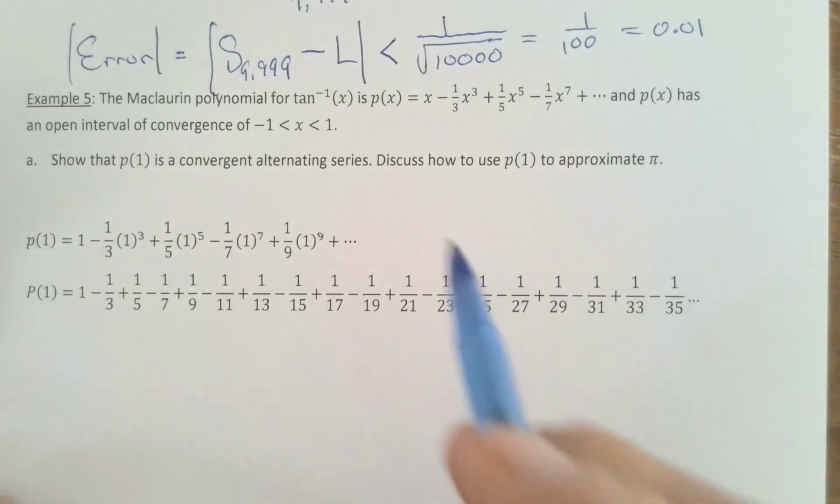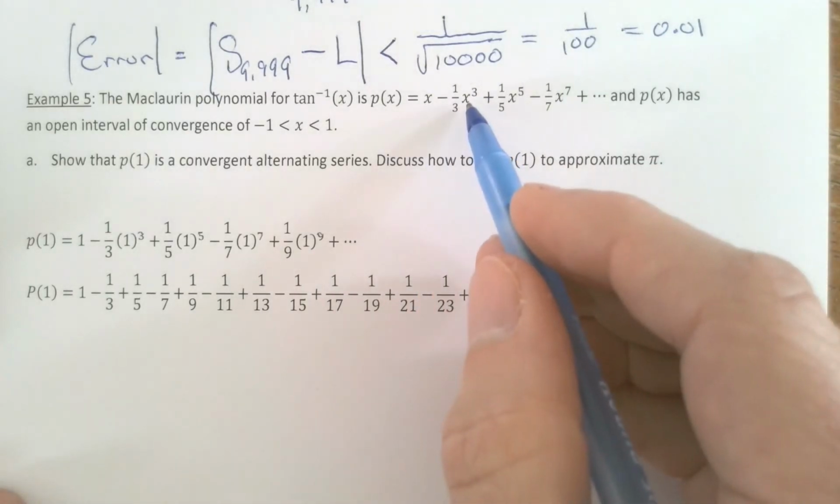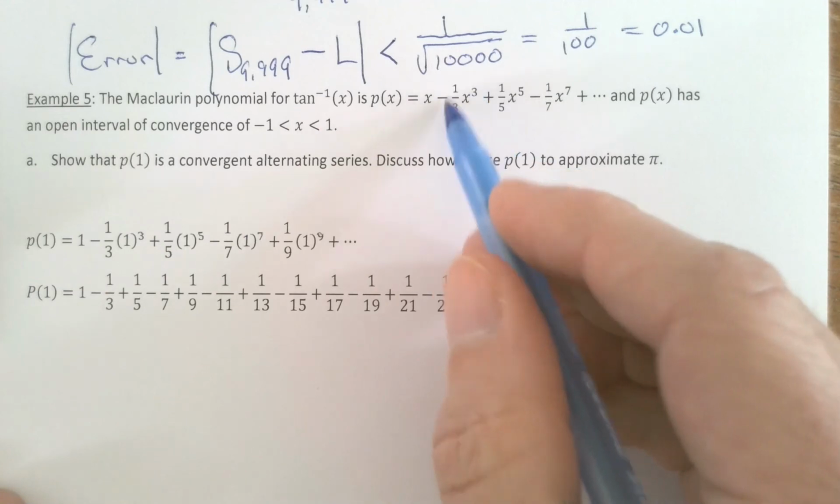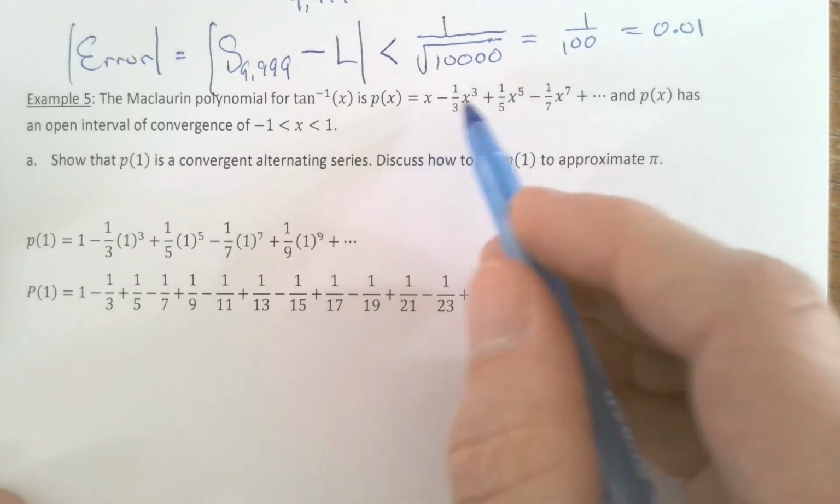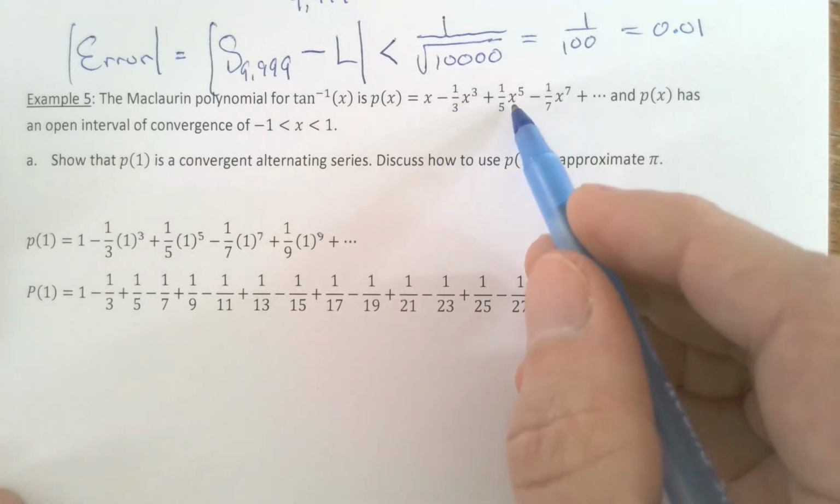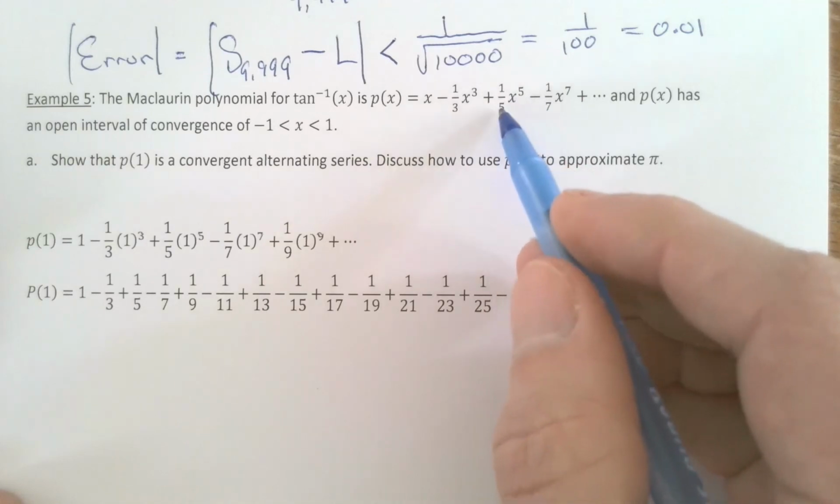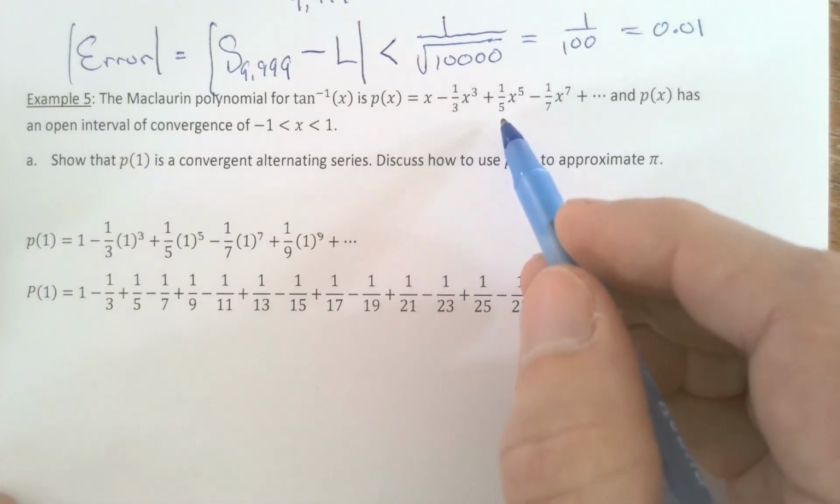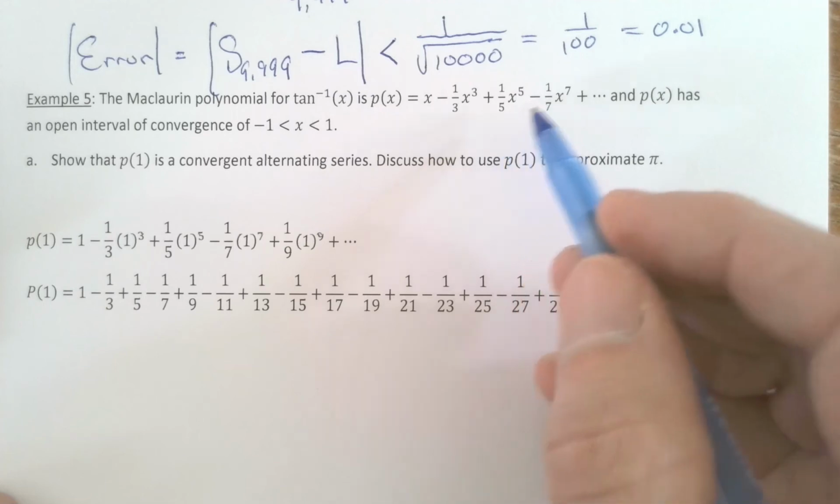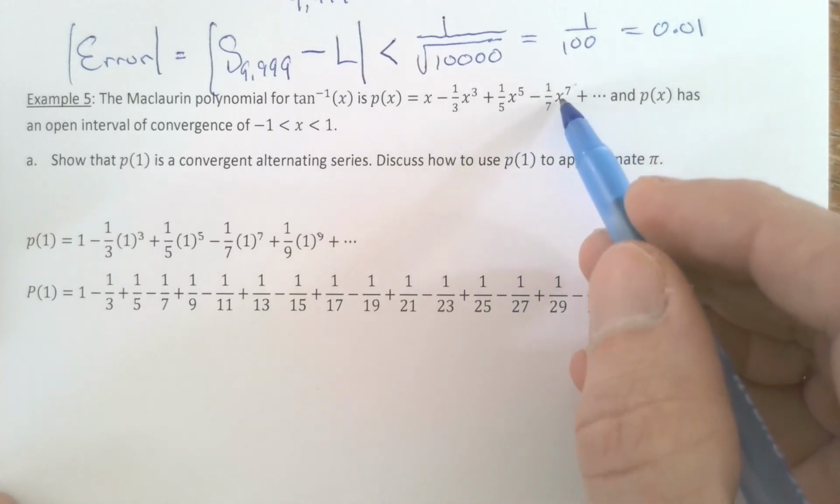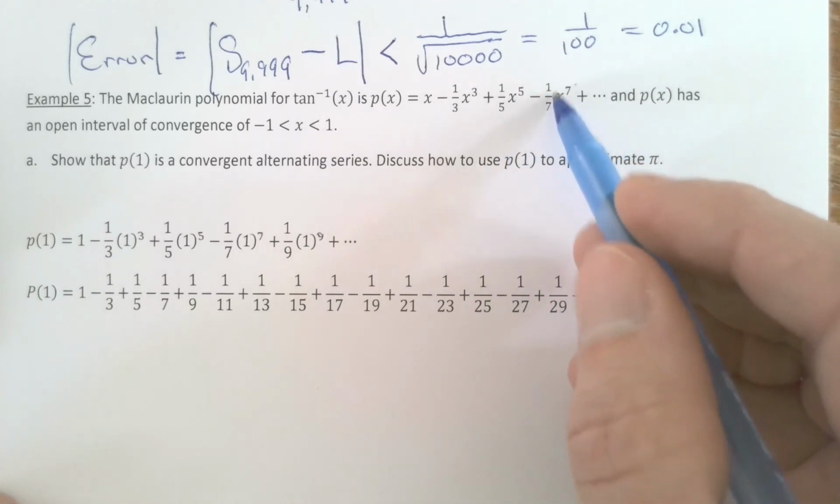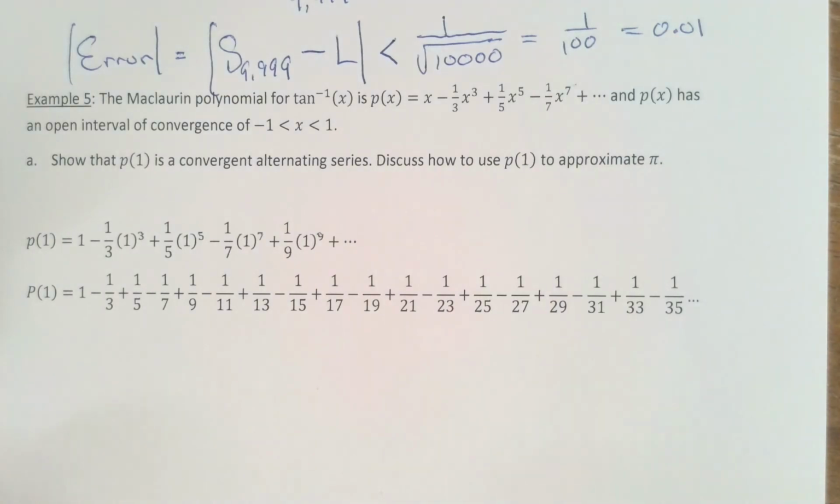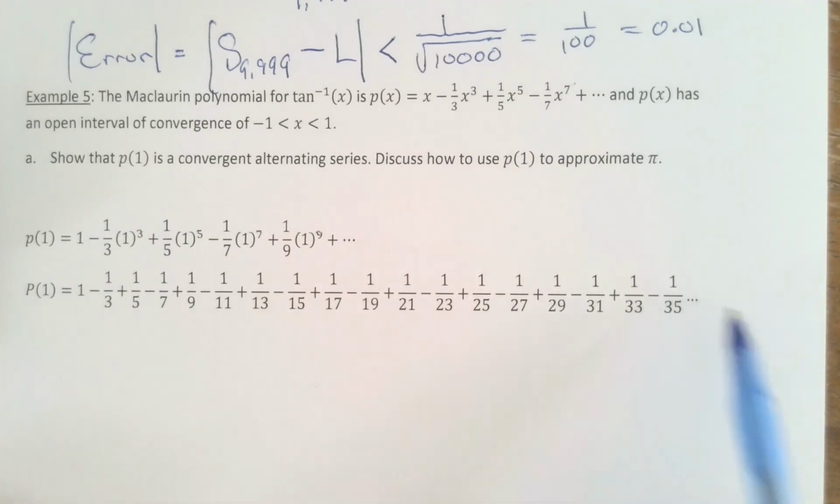Okay, plugging 1 in here is 1. Plugging 1 in here is 1 cubed, but times a third is just a third. So I have 1 minus a third. 1 to the 5th is just 1 times the fraction 1/5 is just 1/5. The 7th power of 1 is just 1 times 1/7 is 1/7. And so this is what it looks like when you plug 1 into this polynomial and take an infinite number of terms.